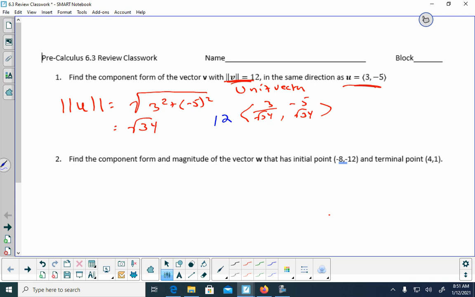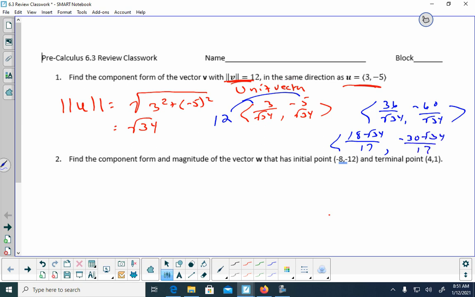And when I do that, and I distribute, I'm going to get 36 over the square root of 34, and then -60 over the square root of 34. If you rationalize, you multiply by the square root of 34 over the square root of 34, put it in lowest terms, so you're going to get 18 times the square root of 34 over 17, and then this would be -30 times the square root of 34 over 17. If you don't rationalize, we're going to let that slide, so don't worry about rationalizing if you don't want to.